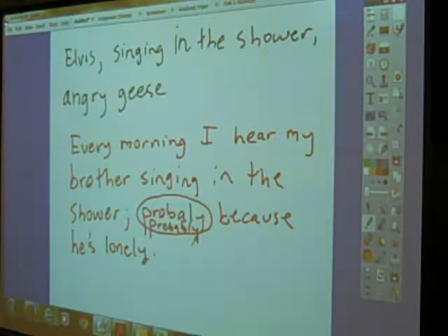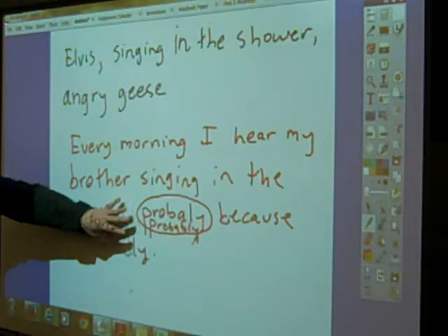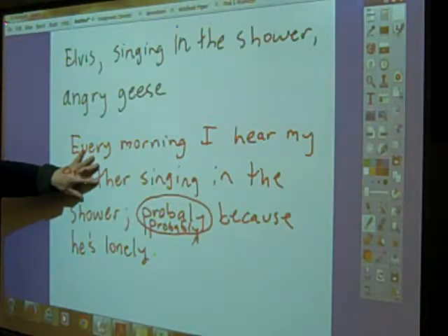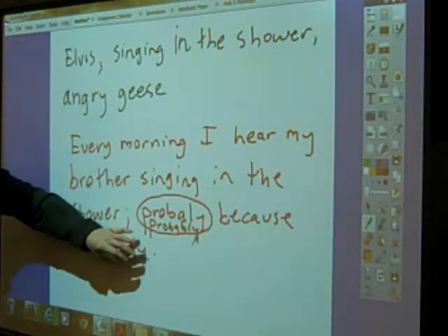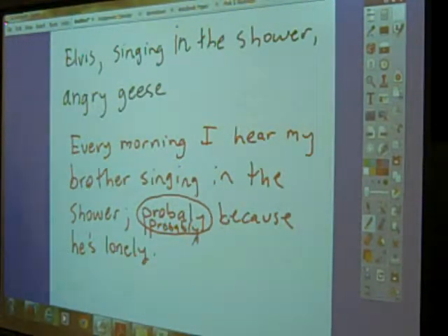Anything else? Callie? I think that the first sentence doesn't really go with the second one. Every morning I hear my brother singing in the shower. Yeah. Why? The second one, doesn't the second one explain why he's singing in the shower? It does. It's probably because he's lonely. That's what he's saying, is that the reason he's singing in the shower is here. So basically this explains this. And so it's a good use of a semicolon because the second sentence does explain the first sentence. However, there is a problem here.